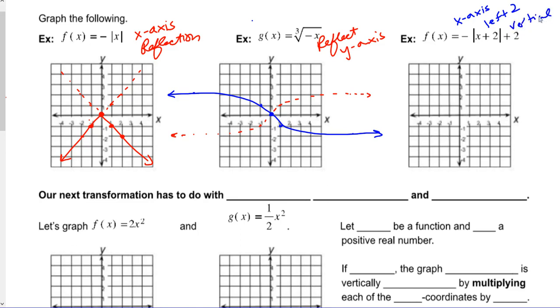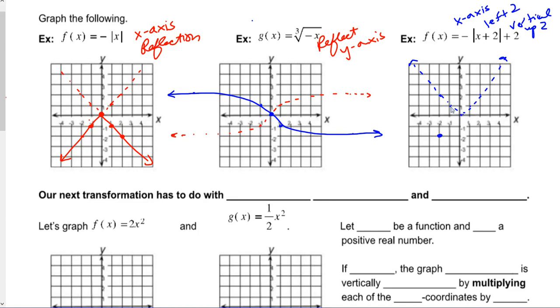Where we are going to go up to in that sense, okay? So the original graph started at (0, 0). We had (1, 1), (2, 2), (-1, 1), and (-2, 2). This is the original, okay? I'm going to take that and go left 2 and up 2, but then reflect it over the x-axis. So I get this new point. Okay, that's my new vertex or my turnaround point.